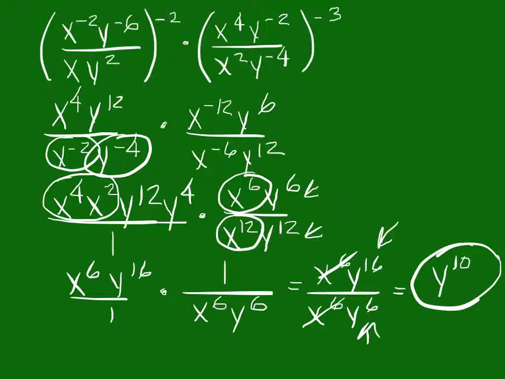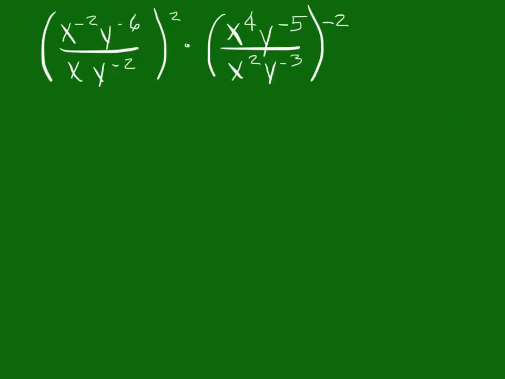So as a review, you simplify each expression separately, all the way down. And then you multiply them together and simplify once again if you can. Example number 2. Simplify each expression separately.